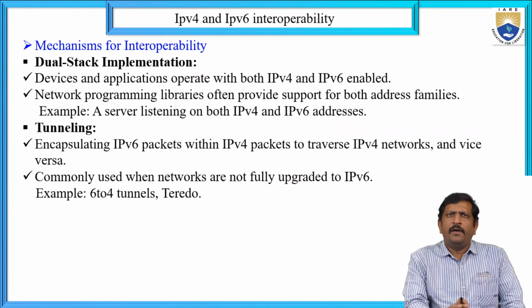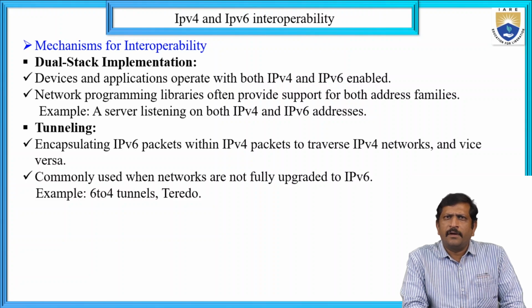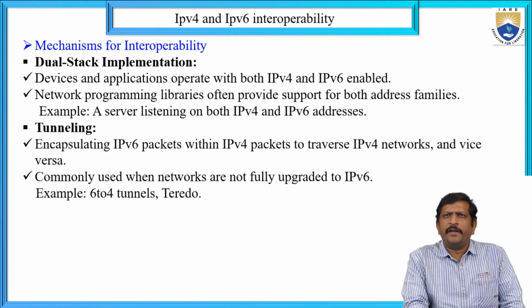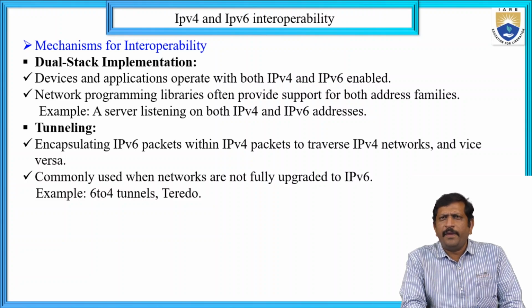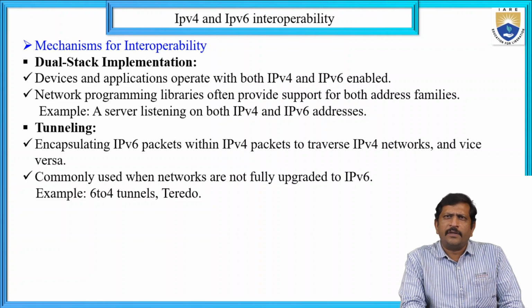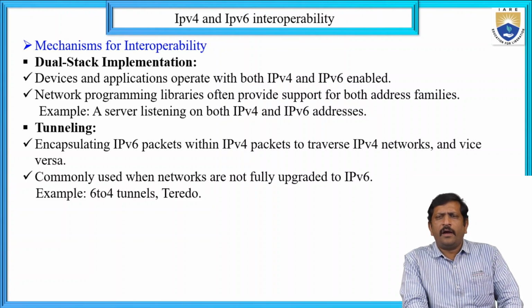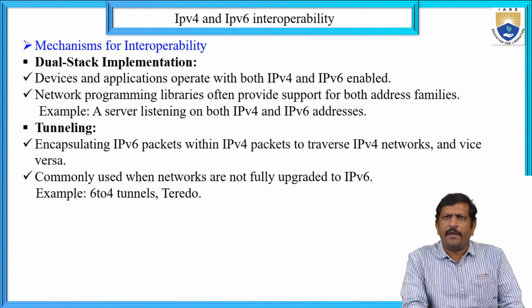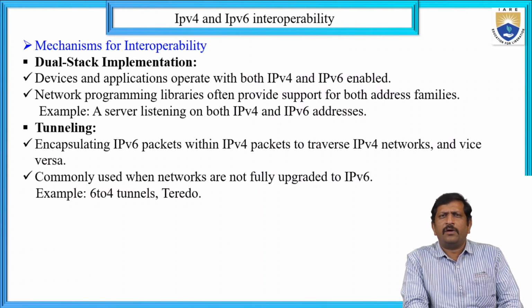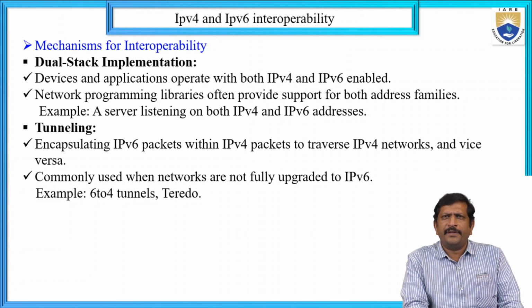Next, mechanisms for interoperability. Interoperability means communicating from one network to another network by using IPv4 and IPv6. In one network we are using the IPv4 protocol, in another network we are using the IPv6 protocol. So this is interoperability. The first mechanism is dual stack implementation.